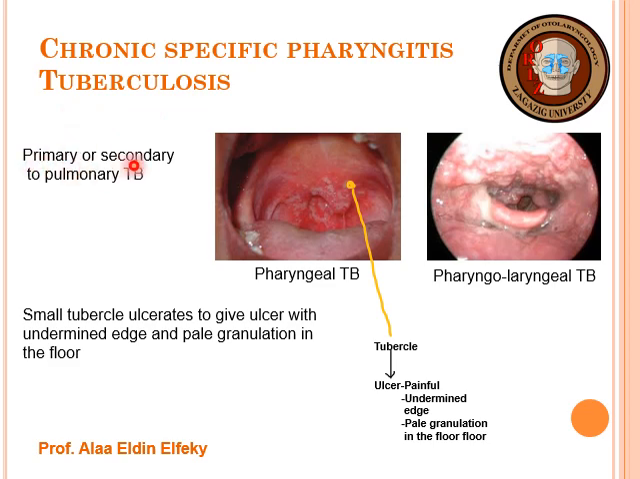Tuberculosis may be primary or secondary to pulmonary TB. You have pharyngeal TB or pharyngolaryngeal TB. The presentation is a tubercle, which ulcerates to give an ulcer. The TB ulcer is painful, while the syphilitic ulcer is painless. The TB ulcer has an undermined edge, while the syphilitic one has a punched out edge. The TB ulcer has pale granulation in the floor, while the syphilitic ulcer has a necrotic yellowish floor.